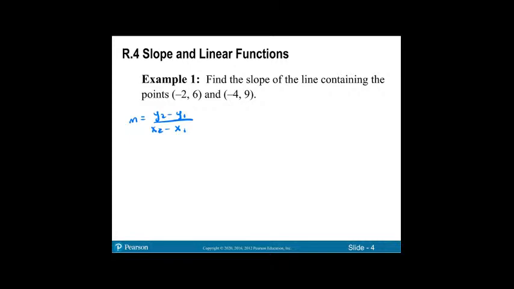Often when I have two points, I just automatically go ahead and label those points x1, y1, x2, y2. That's just for simplicity's sake. Then if we apply the corresponding coordinates into the corresponding points, y2 is going to be 9 minus y1, which is 6, divided by x2, which is negative 4, minus x1, which is negative 2.